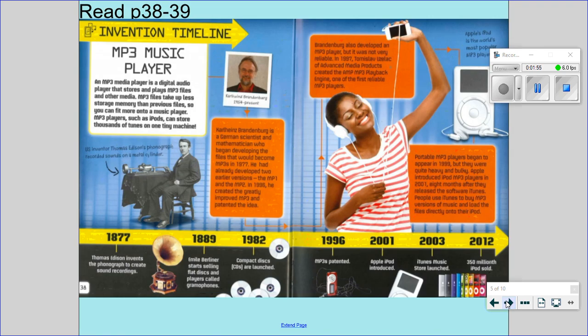Okay, we're going to start with the MP3 music player. Now I know the text on the screen is not completely clear. I did the best I could. So if you can't see it, I have attached the document and the reading papers as a file on Teams. So I'm going to zoom in a little bit and we're going to read through about the MP3 player.